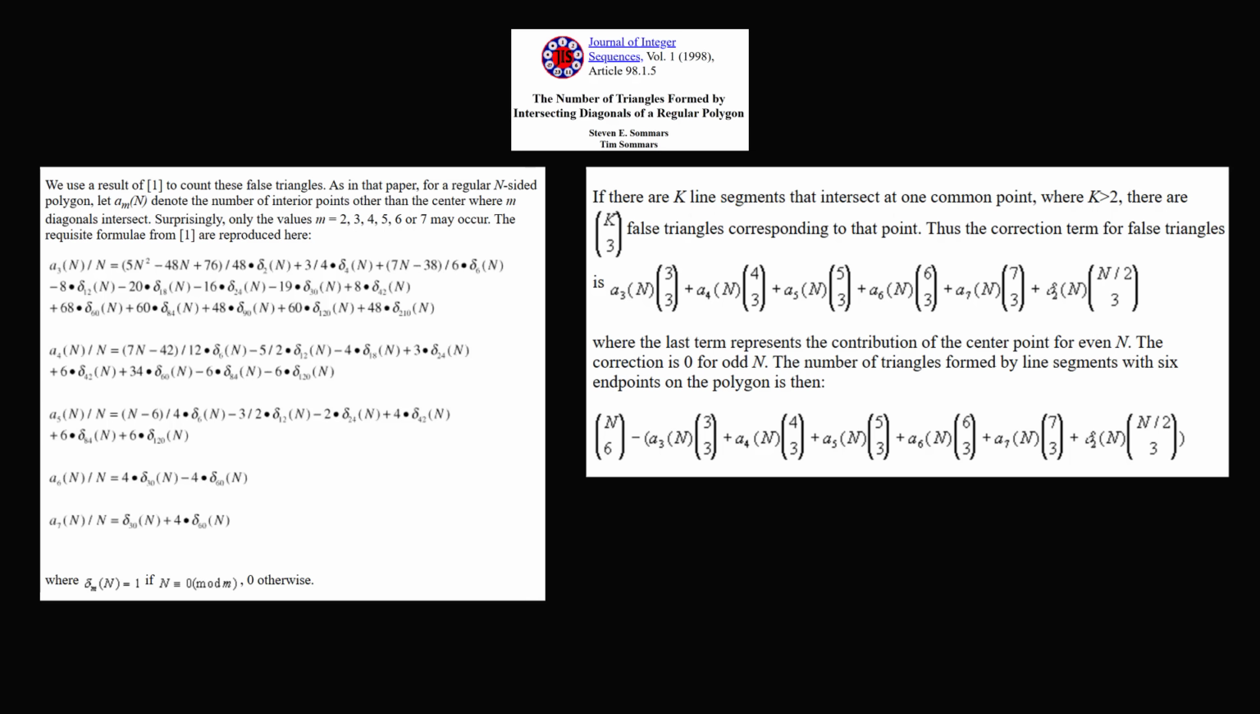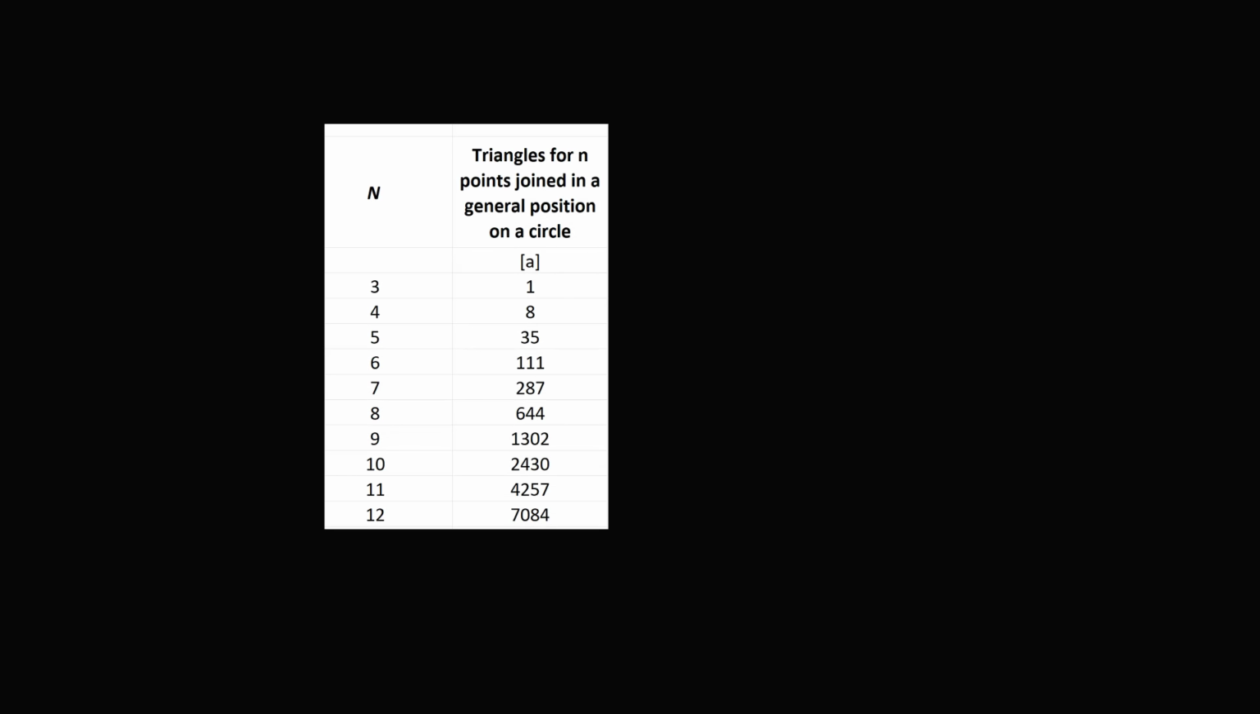So let me summarize the results. In this video, I've shown how you can count the number of triangles for n points that are joined in a general position on a circle. It's exactly the following formula: n choose 3 plus 4 times n choose 4 plus 5 times n choose 5 plus n choose 6. By general position, I mean the points are not equally spaced like a regular n-gon.